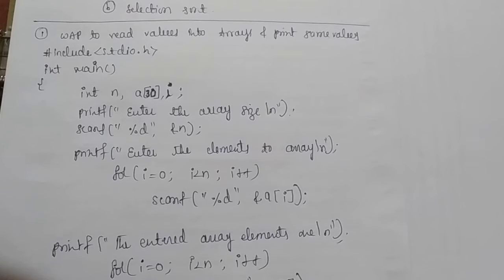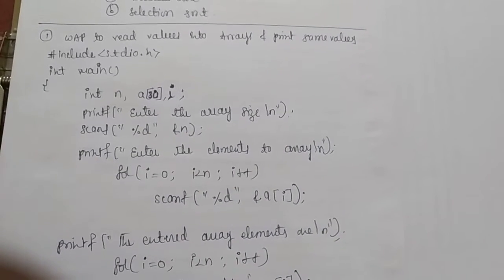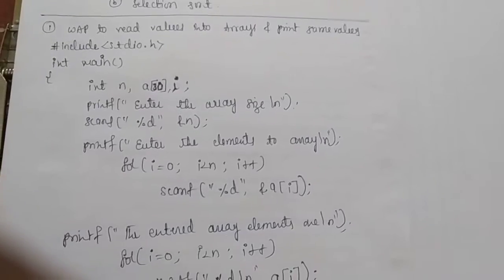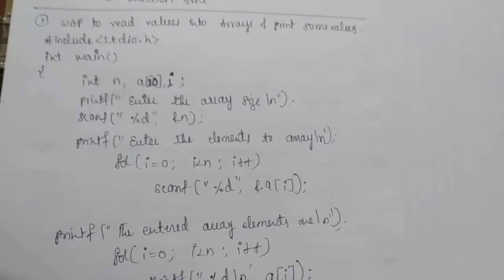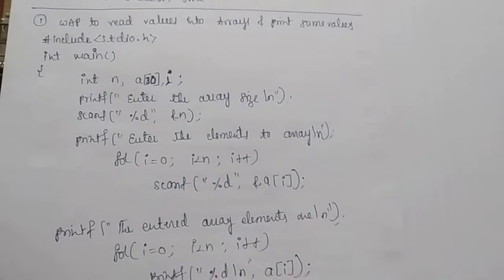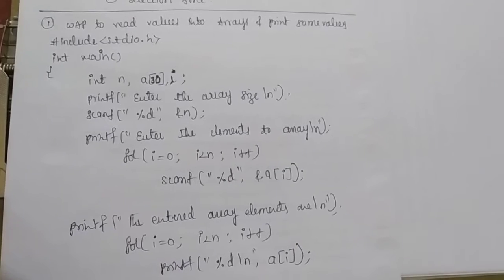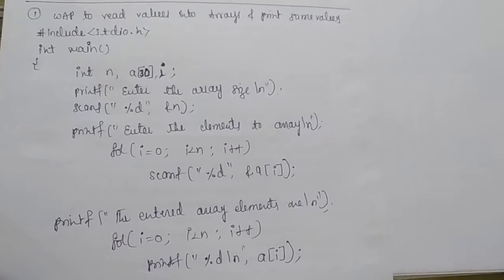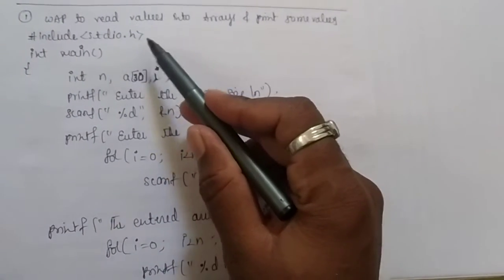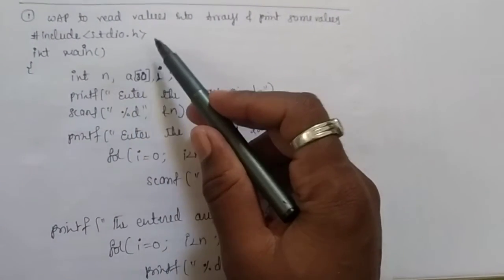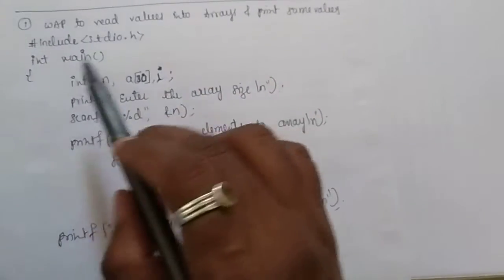Here we have written one program: write a program to read the values into an array and print the same values on the screen. For that we are going to use the arrays concept. An array is nothing but a collection of homogeneous elements. Homogeneous elements, in the sense that in this program we are talking about only integers. Now observe here. This program has #include <stdio.h>. If you want, you can include conio.h also, for those using Windows. And int main.